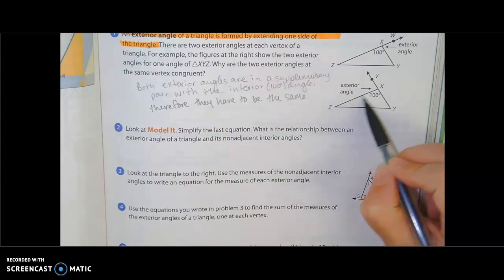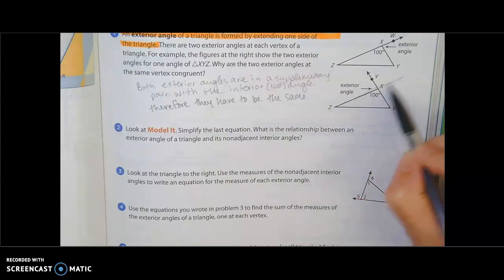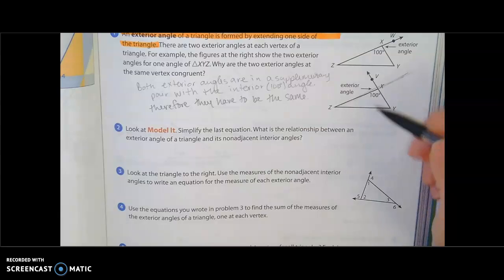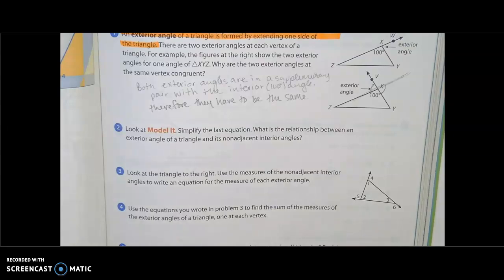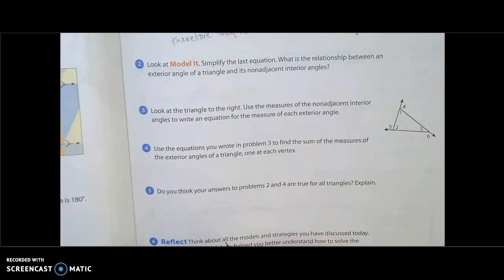What another student said was, well, if I extend them in the same picture, then this exterior angle is a vertical angle with that exterior angle. So that's another way to think of it as well: when those sides intersect, they form vertical angles. All right, number 2. Look at the model it.